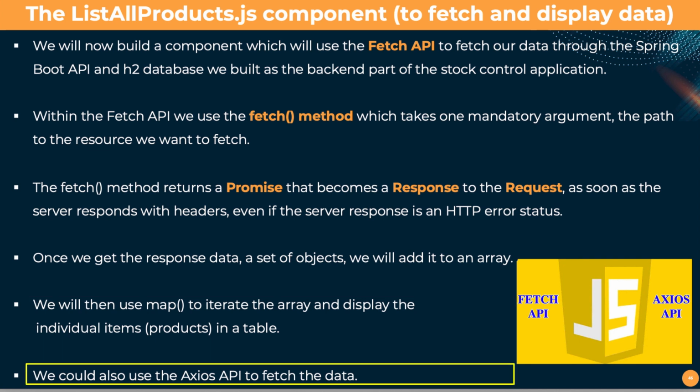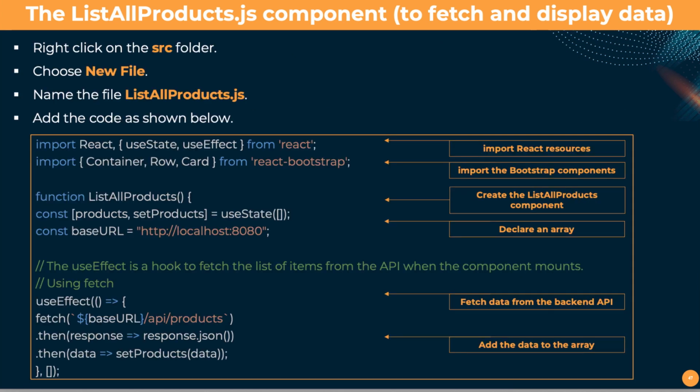We could also use, instead of fetch, we could also use Axios. If we look at the code, we will create the listallproducts.js. So we will use import React, and we'll also use useState and useEffect from React. And useEffect is a way in which we can fetch all the items from our API when the component mounts. We'll also use Bootstrap, the container, the row and the card. And we're going to call this function, or this const, list all products.